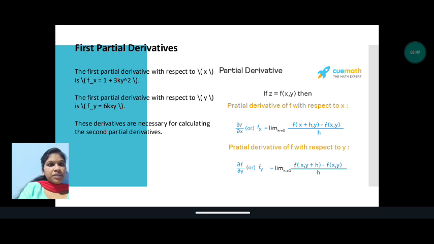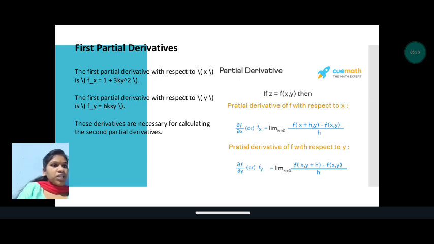First partial derivatives. The first partial derivative with respect to x is fx = 3x square plus 3ky square. The first partial derivative with respect to y is fy = 6kxy. These derivatives are necessary for calculating the second partial derivatives.